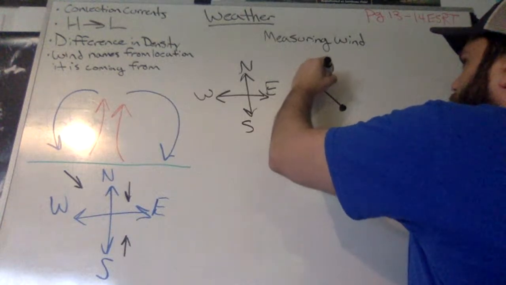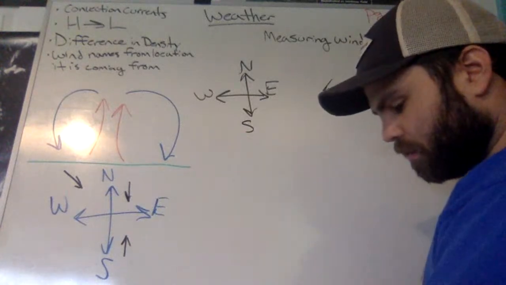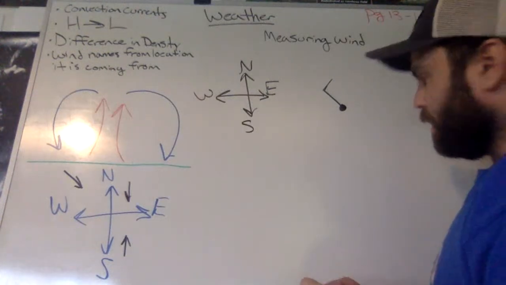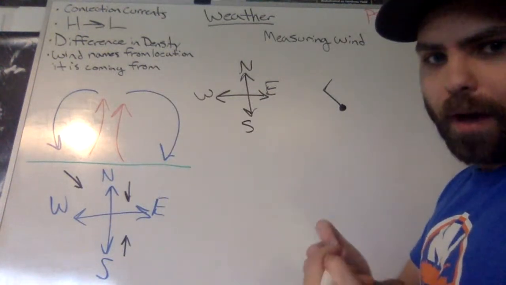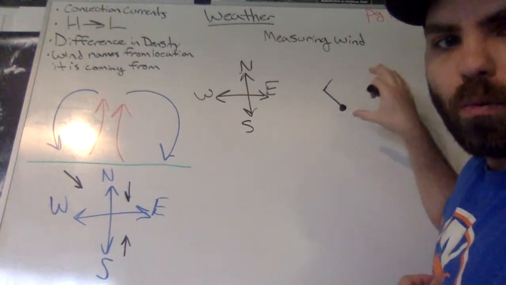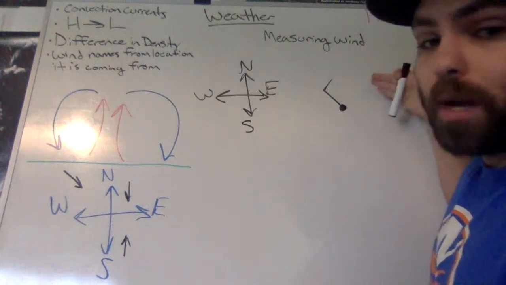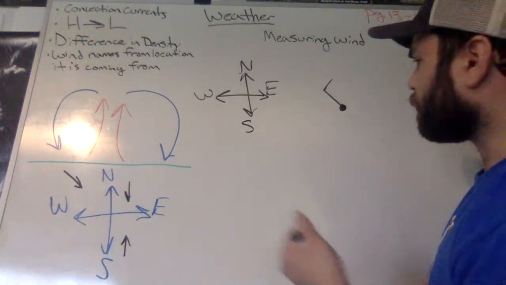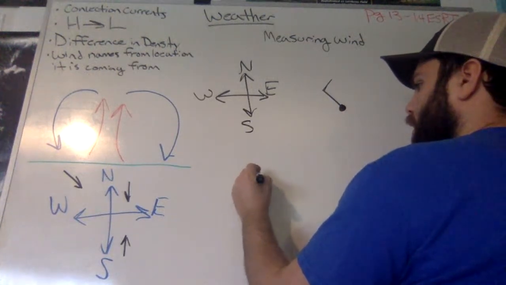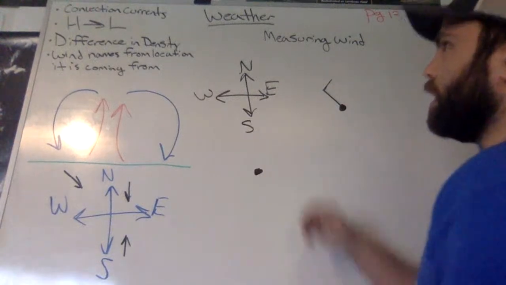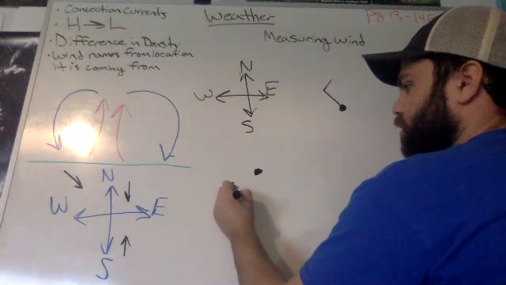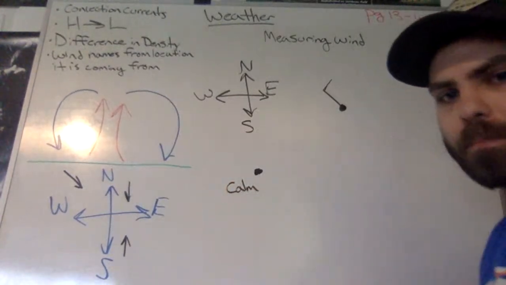And then it could have something like this, okay? So all that this is telling you right now is that it's a station model. Basically, there's a station over here, and it's reading what the temperature or the pressure is or the wind speed in this area, or where it's coming from. So really quick, I'm just going to put one circle right here. When it's just one dot, that means it's calm.